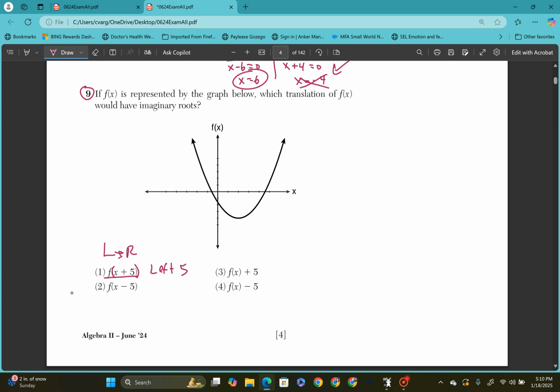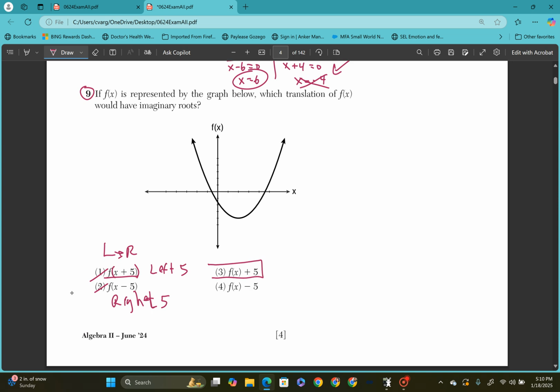So if I take this function and move it to the left 5, it's going to look something like this. That's still going to have real roots. It's still going to cross the x-axis. Even if I move it to the right 5, it's still going to also have 2 roots, right? It's going to be somewhere over here. It's still going to have 2 roots.